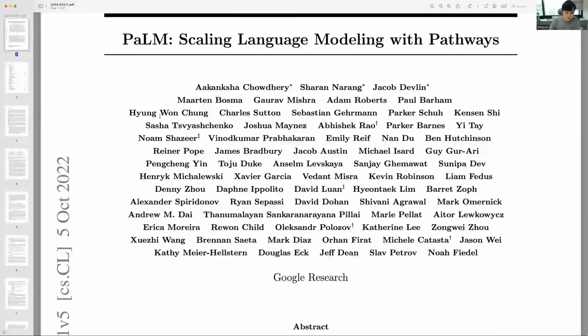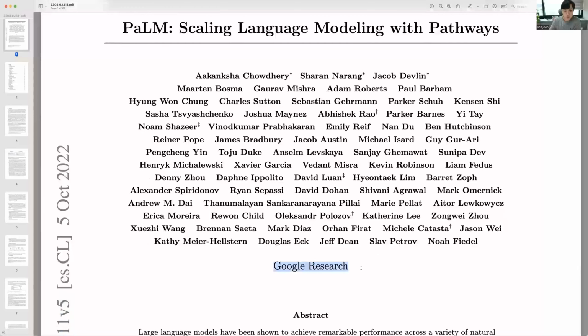So I'll be going through this paper first because this is a paper on a very large language model from Google. It was first released in April of last year, so it's not even one year since its release. And there are a lot of authors, as you see. It was done by Google Research.